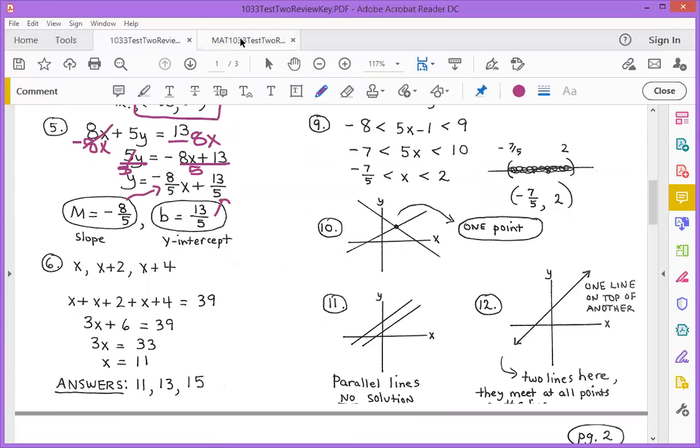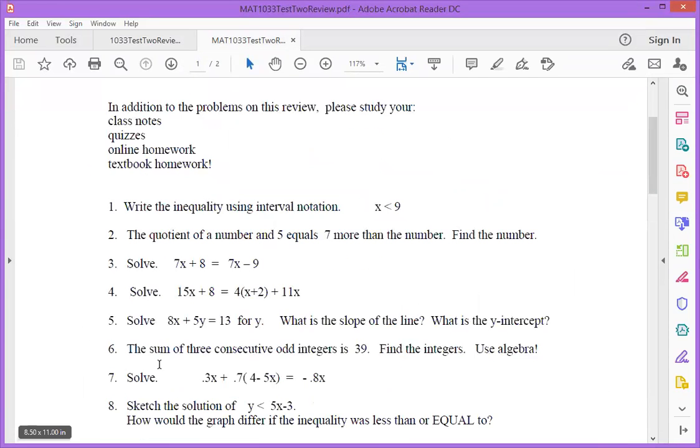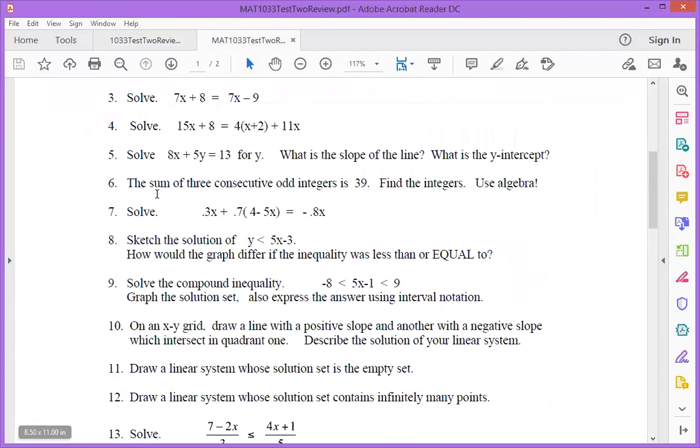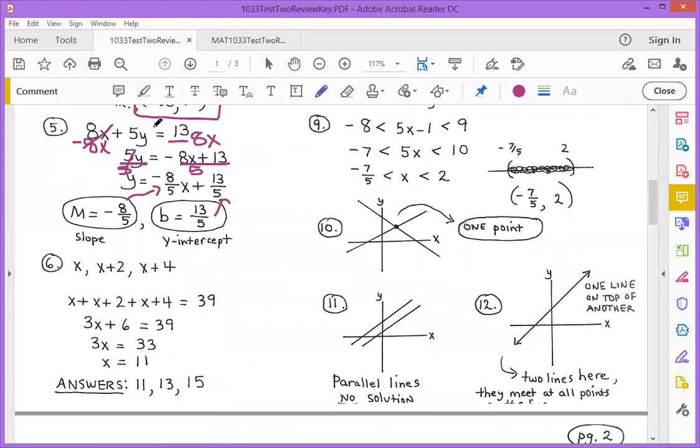Now problem 6, we're given this statement. The sum of 3 consecutive odd integers is 39. We want to find those integers. So consecutive odd integers, remember it's 2 spaces between odd numbers. If we had the odd numbers 1, 3, and 5, for example, these are consecutive because they're back-to-back odd numbers.